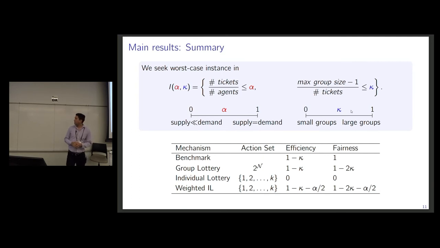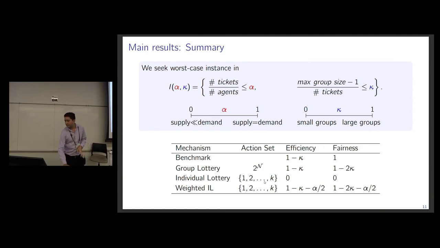So then we look at a specific mechanism. In the first one, the group lottery, we're going to allow agents to declare the members of the group. And here we're going to have similar performance guarantees as in the benchmark, but now we have a 2 kappa loss in the fairness factor. And later I'm going to explain where this factor is coming from.